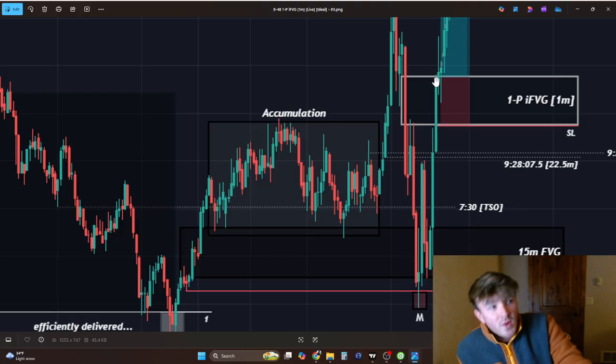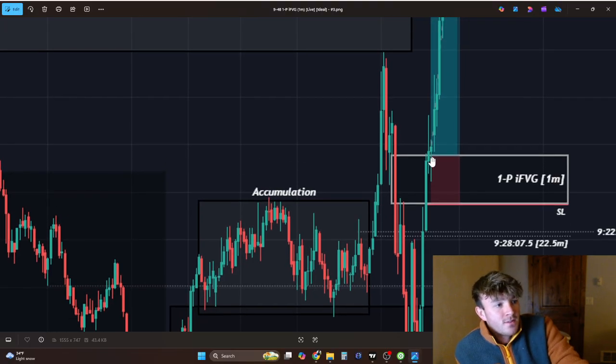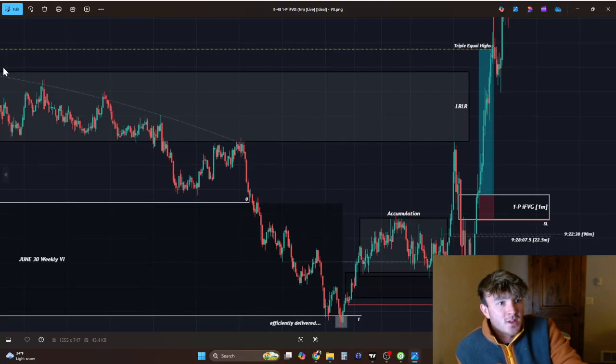But once we inverse this first center for value gap, I know with a really high probability that we're going to go run all these low resistance highs and then the triple equal highs. So this is the trade I tried to take.